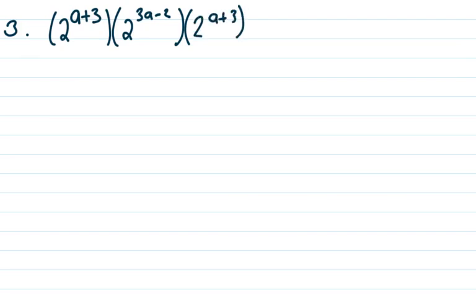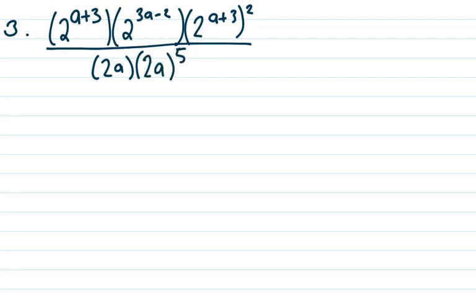2 to the power of a plus 3 times 2 to the power of 3a minus 2 times 2 to the power of a plus 3 squared, divided by 2a times 2a to the power of 5. Okay, so I'm first going to start by getting this exponent of 2 into that bracket and this exponent of 5 into this bracket.